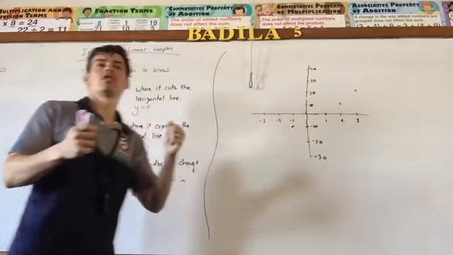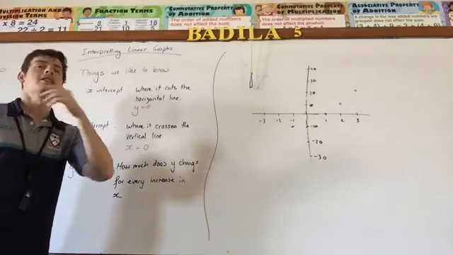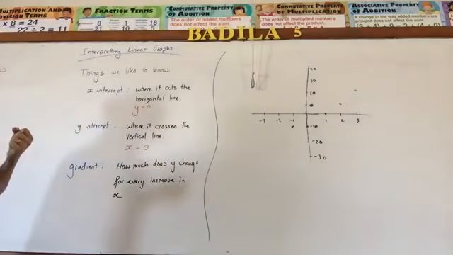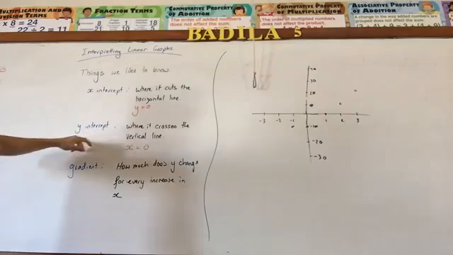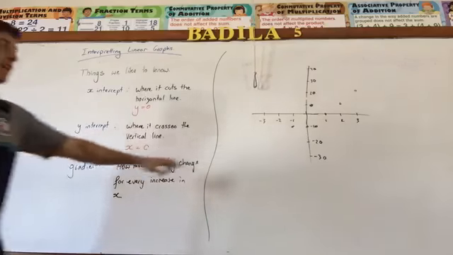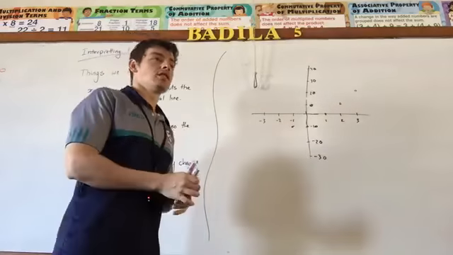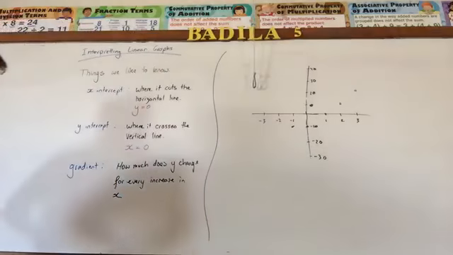What's changed? Starting point. His starting point, what do we call that? C, which is our y-intercept, because that's where it cuts the y, or the vertical line there.